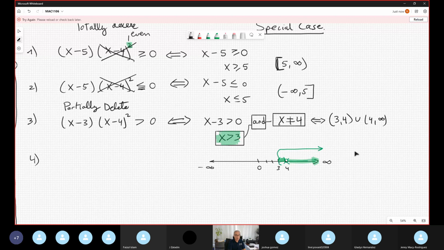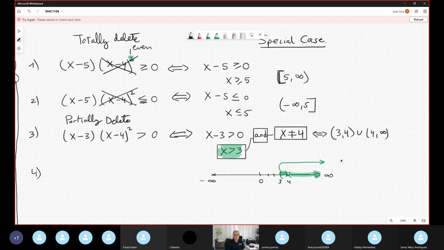We can summarize to say that when the inequality contains equal, 100% guaranteed the factor that contains an even exponent, maybe 2, maybe 4, maybe 6, you can totally delete. However, when you have no equal, the factor that contains an even exponent, 2, 4, 6, you partially delete. And how do you partially delete? You copy the other factors that have an odd exponent, exactly the same.